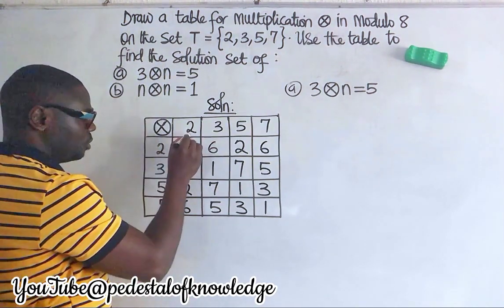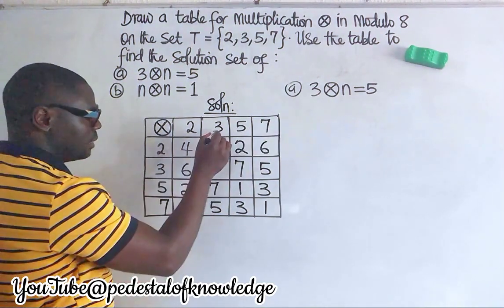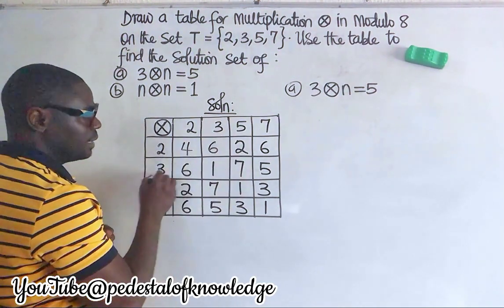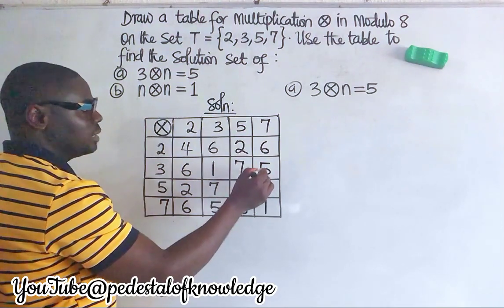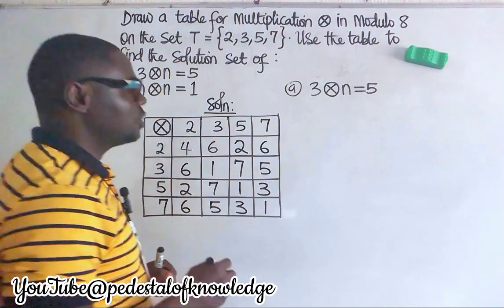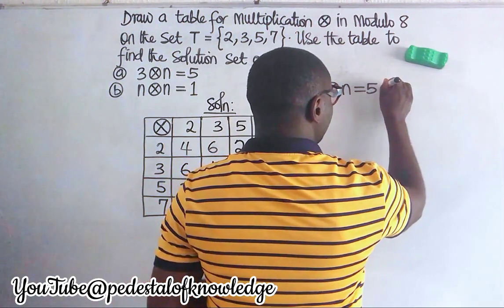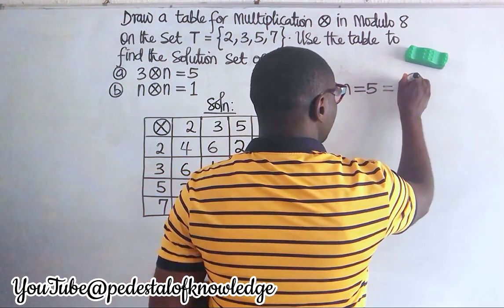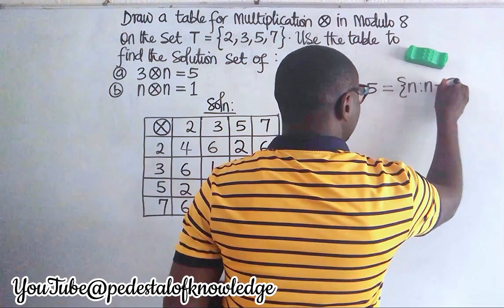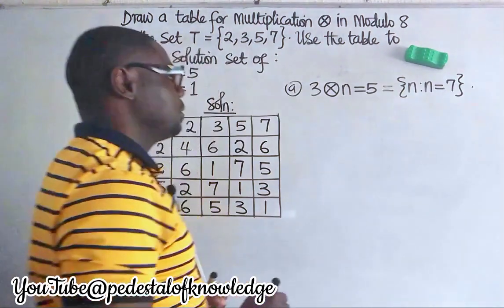So we now check. 3 times 2 is 6. We are looking for the one that will give us 5. Now, 3 times 3 is 1. 3 times 5 is 7. But 3 times 7 gives us 5. So that means that 7 is the only number that satisfies that operation. So the solution set of 3 times n is equal to 5 is n, such that n is equal to 7. And that is the answer.